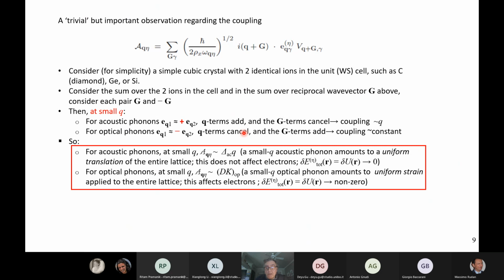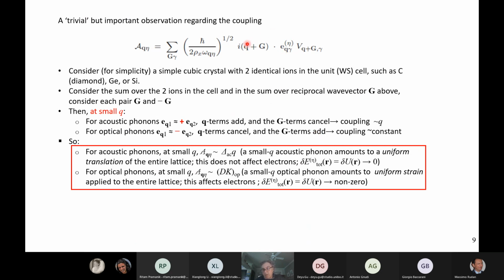On the contrary, for optical phonons, we have a uniform translation of a sublattice of the ions 1 with respect to the ions 2. So it's like having a uniform strain occurring throughout the lattice. And then clearly this will correspond to a non-zero change of the energy of the system. And this perturbs the electrons, and so we have a non-vanishing interaction of the electrons with optical phonons.